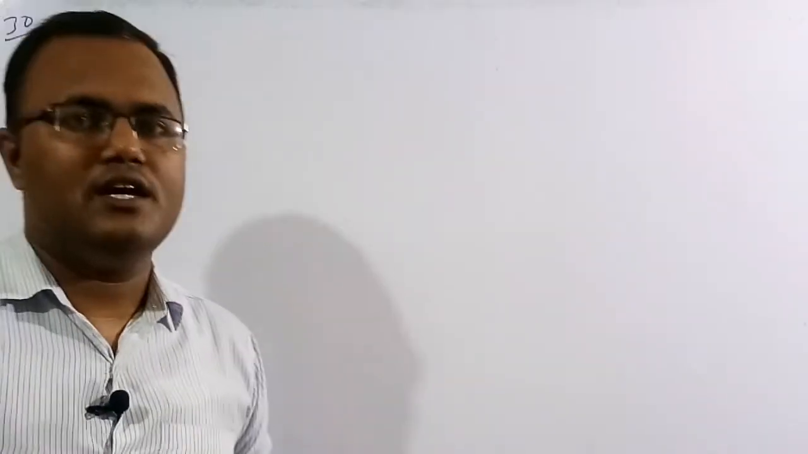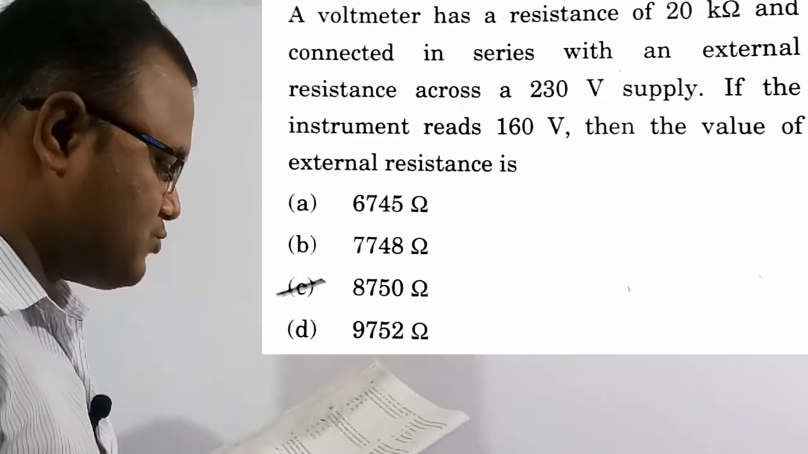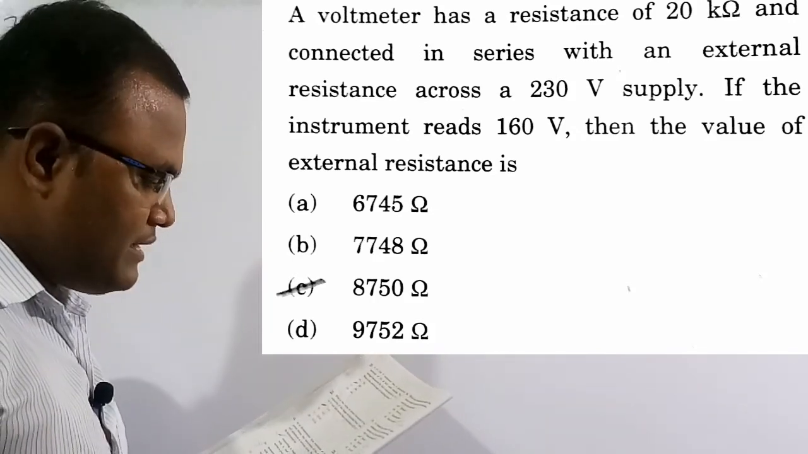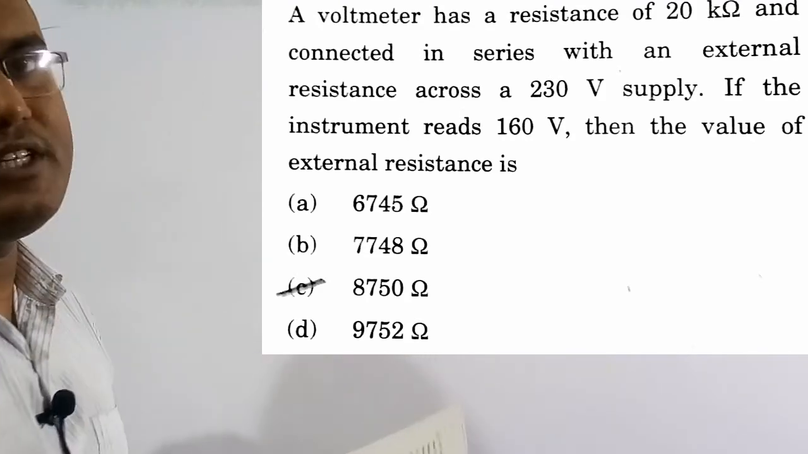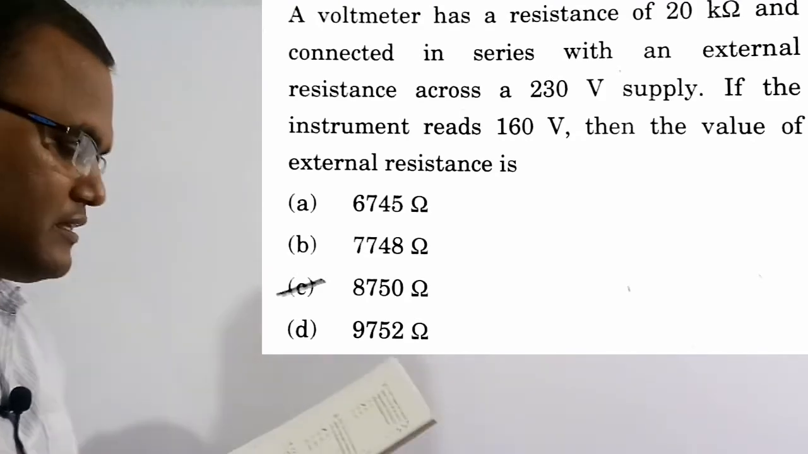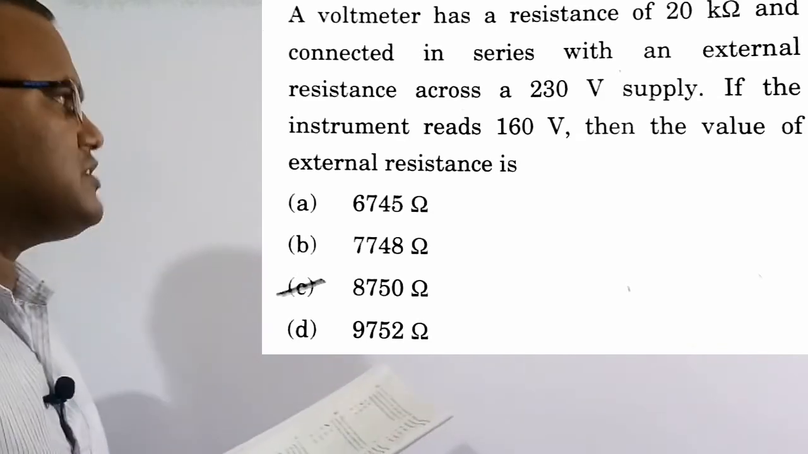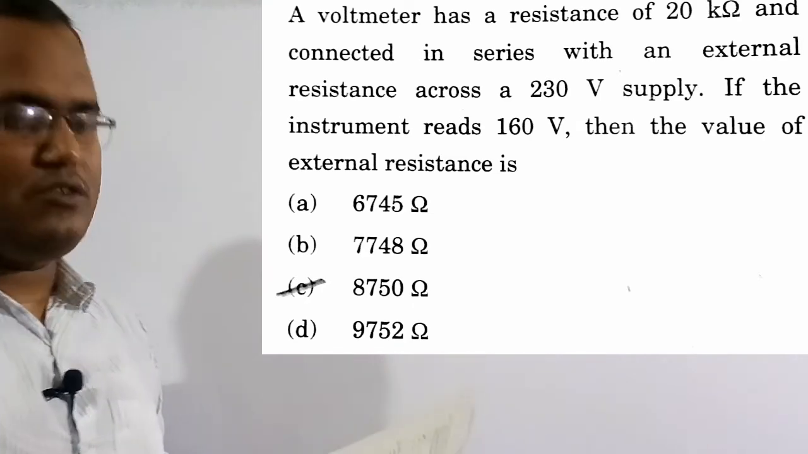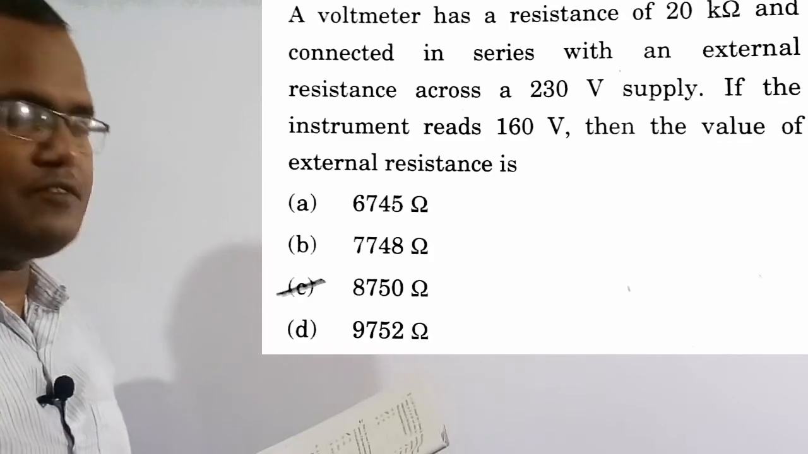So now we are going to solve the last question of this lecture. See the question here. A voltmeter has a resistance of 20 kilo ohm and is connected in series with an external resistance across a 230 volt supply. If the instrument reads 160 volt, then we need to figure out the value of the external resistance. So basically here they have given a source of 230 volt and the voltage across the instrument, which is 160 volt. What are the four options? Option C, 8750 ohm, is the correct solution of this question.